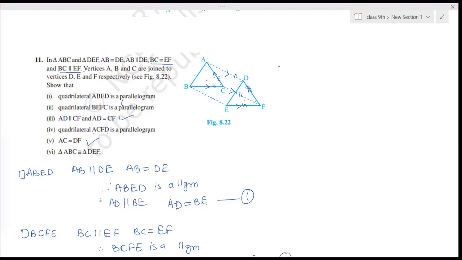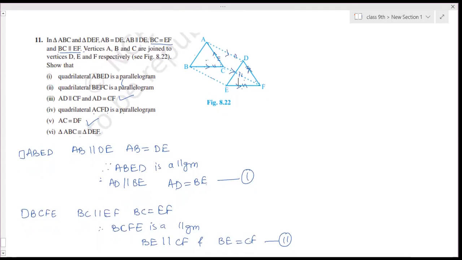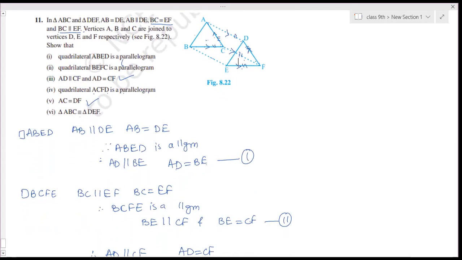Yes, ma'am. You have to write properly by yourself. All 6 cases. All 6 provings.